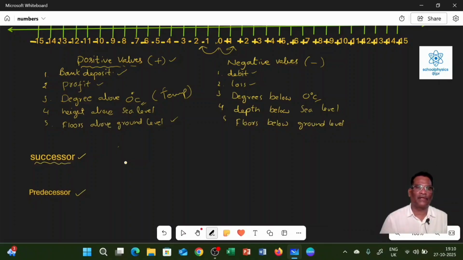The important two words are successor and predecessor. What is a successor? The number next to a number is called its successor. The number before it is called its predecessor. For example, the successor of 10 is 11. The successor of 0 is 1. The successor of 13 is 14. Similarly, the predecessor of 10 is 9. The predecessor of 0 is minus 1. The predecessor of 13 is 12.